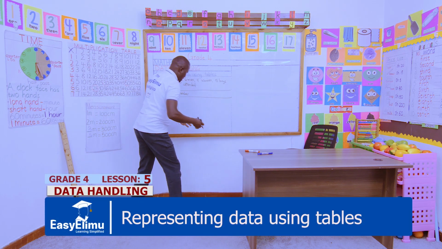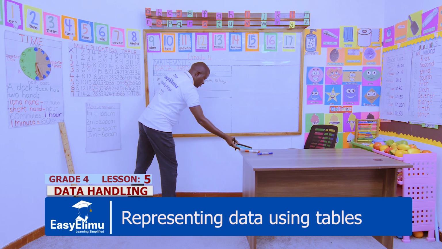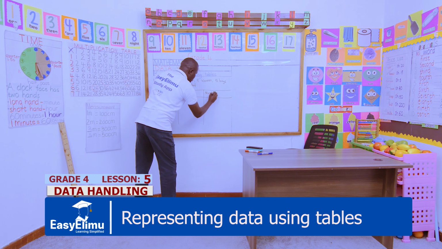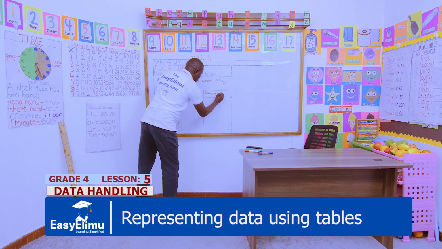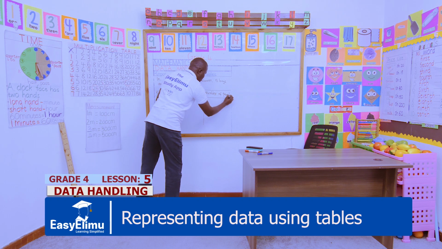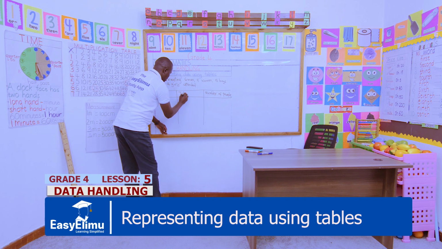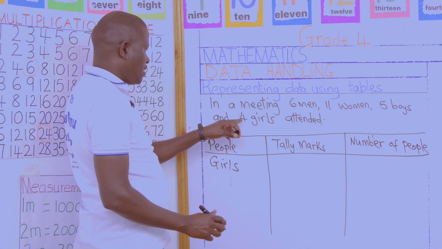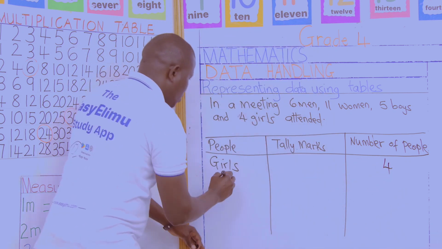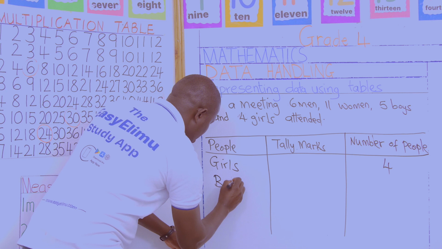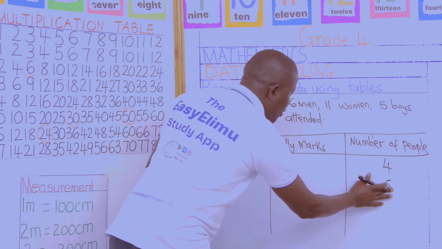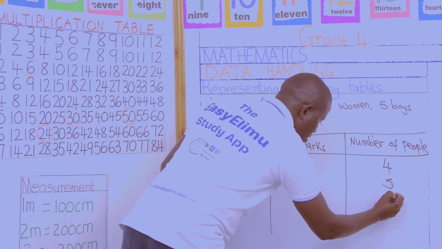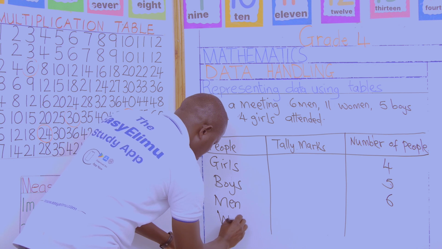And this number, I would like to write it at the end. Number of people who attended. And in between, we have tally marks. Now, before I fill, we have 4 girls. Let me fill 4 girls. Boys, they were 5, sorry. And we have men. Men were 6. And women were 11.